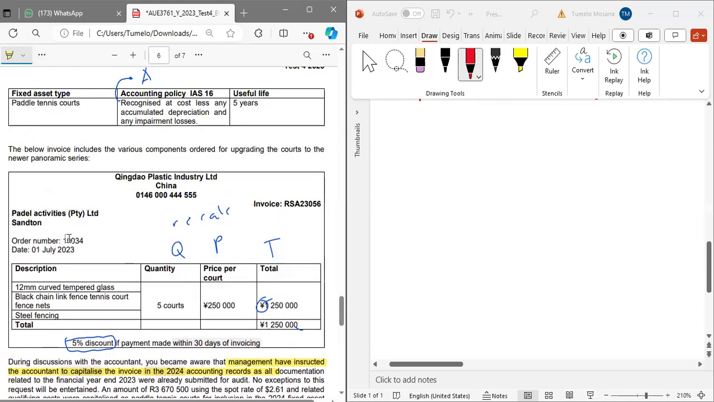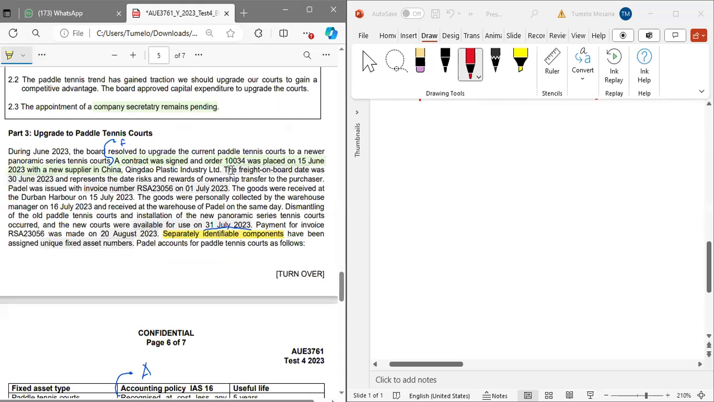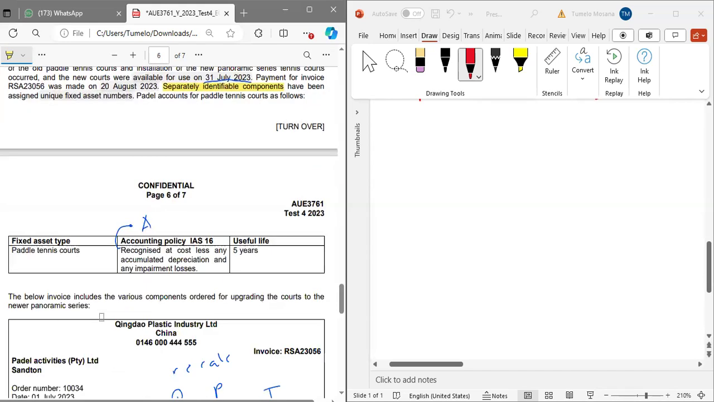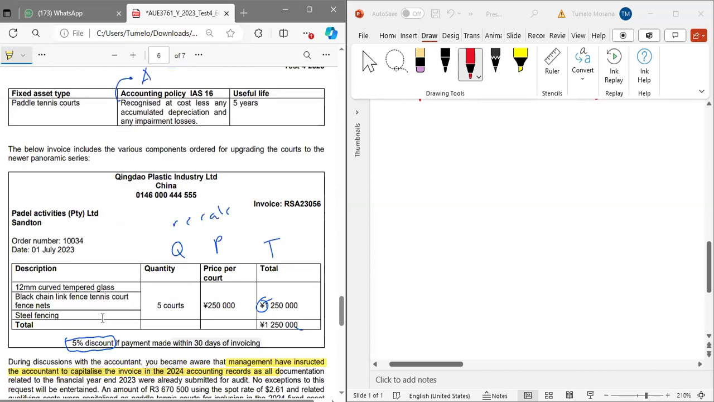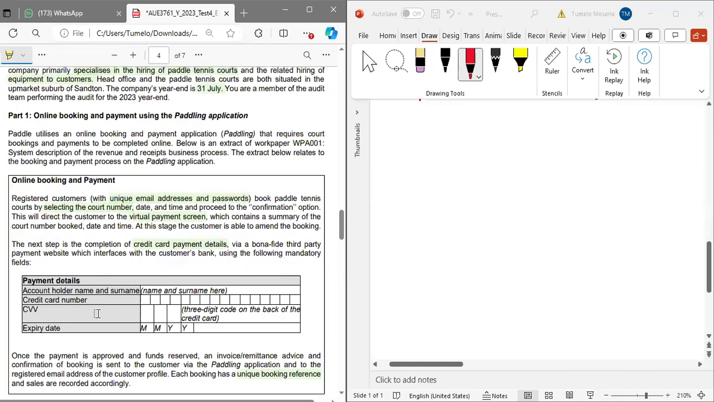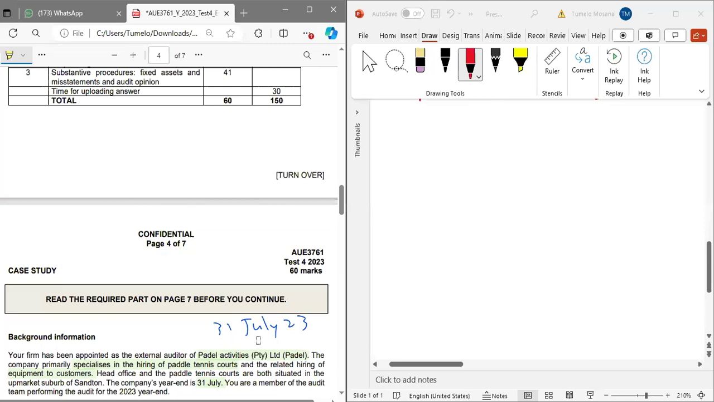When I look at this invoice, as much as the date is the 1st of July 2023, we are told that we obtained the right on the 30th of June. So this is still within our current financial year, the 2023 financial year. And the date of this invoice is still within the 2023 financial year, as our year end, as I've mentioned previously, was the 31st of July 2023.